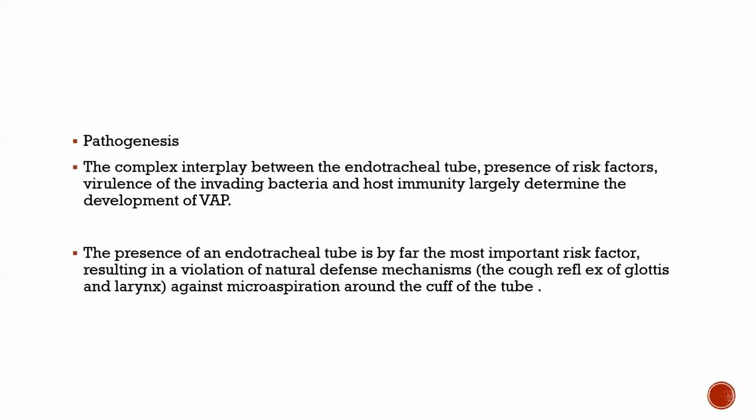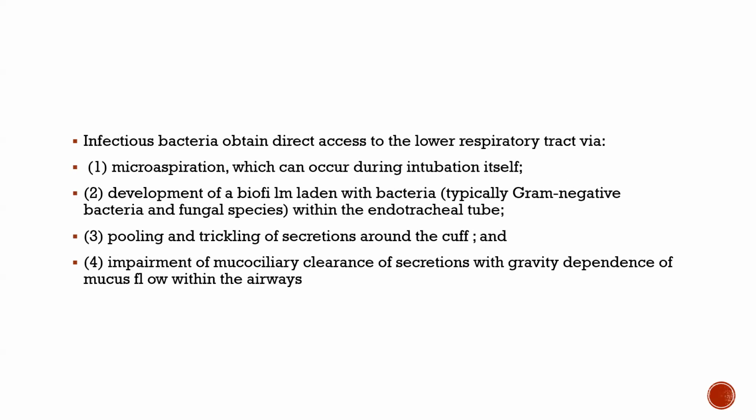Regarding pathogenesis, the complex interplay between endotracheal tube, presence of risk factors, virulence of invading bacteria and host immunity largely determine the development of VAP. The presence of endotracheal tube is by far the most important risk factor, resulting in the violation of natural defense mechanisms, that is cough reflex of glottis and larynx against microaspiration around the cuff of the tube. Infectious bacteria obtain direct access to the lower respiratory tract via microaspiration, which can occur during intubation itself.